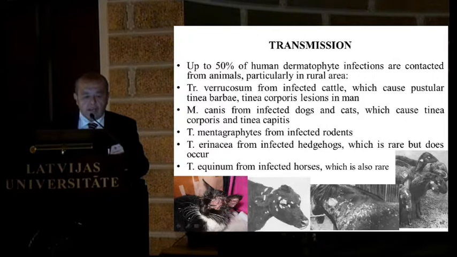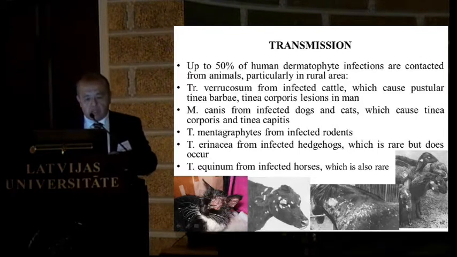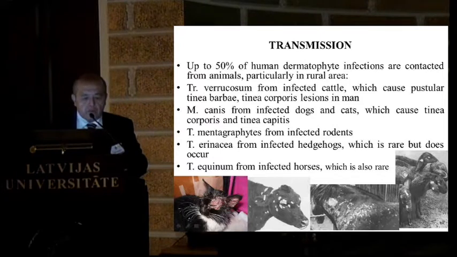Regarding transmission, up to 50% of human dermatophyte infections are contracted from animals, particularly in rural areas. Trichophyton verrucosum from infected cattle causes pustular tinea barbae and tinea corporis lesions in man. Microsporum canis from infected dogs and cats causes tinea corporis and tinea capitis. Trichophyton erinacei from infected hedgehogs is rare but does occur. Trichophyton equinum from infected horses is also rare, but we can see it in rural areas.